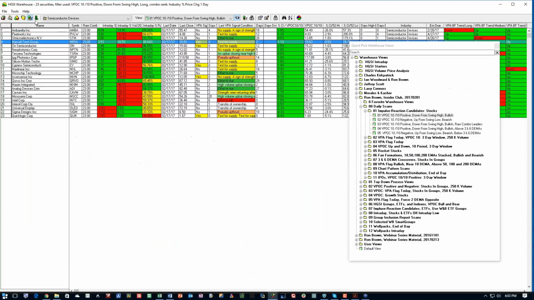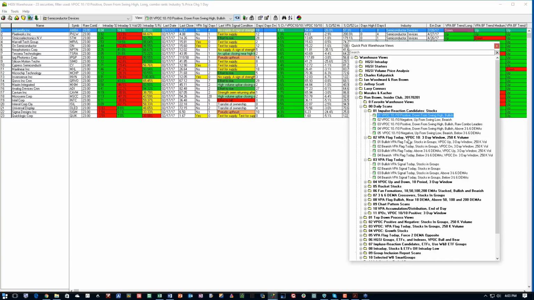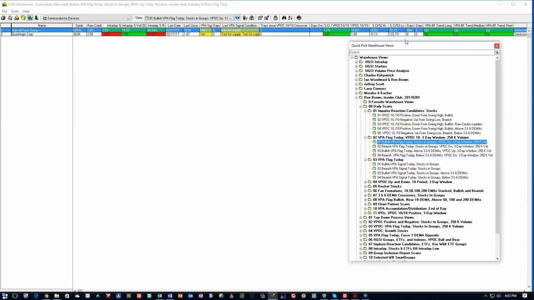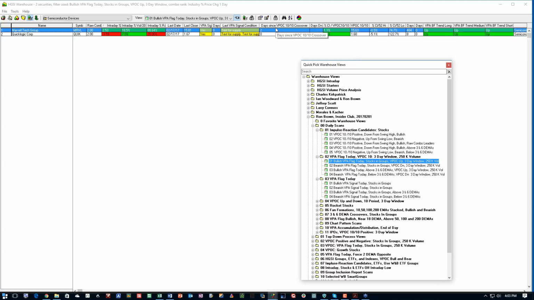That's a list based upon the VPOC positive down from the swing high. It's my favorite way to trade, to look for stocks. But if you're looking for a VPA flag today and the volume point of control 10 with a 3-day window on that volume point of control, you come down to this folder. And if I look up at this view, you can see this column right here, the days since the volume point of control 10-10 crossover.